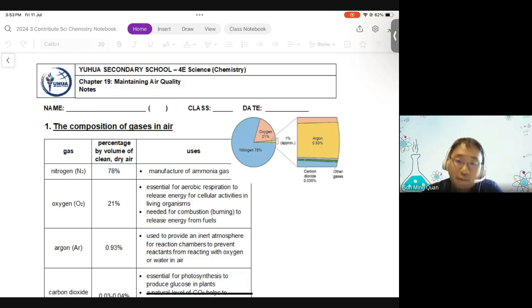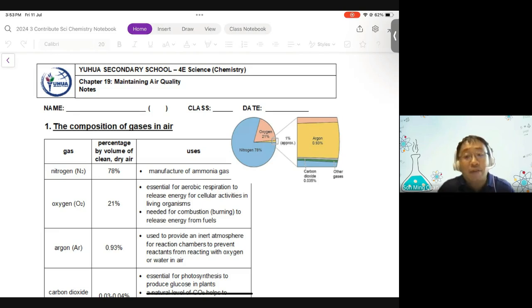Now in this chapter we will be learning about the components of air. After that we will be looking at the pollutants which pollute our air and their impacts. And finally we will end off the chapter by looking at the carbon cycle, how carbon dioxide is actually regulated by processes in our atmosphere as well as in our society around us.